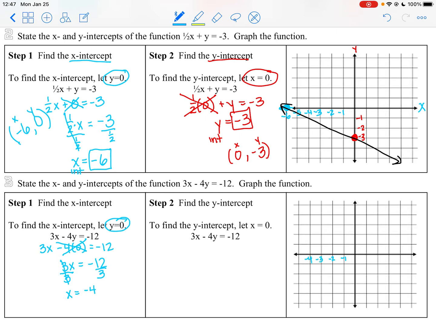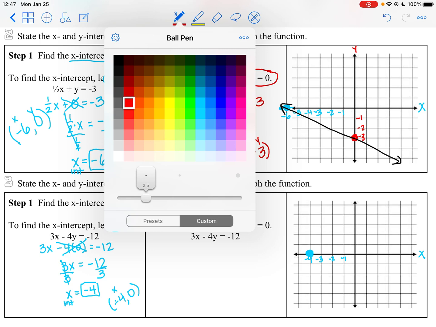So I'm going to go on the x-axis and find where the x value is -4 and put my first dot. So the ordered pair that goes with that x-intercept is -4, 0. Since it's the x-intercept, the number goes in the x spot.